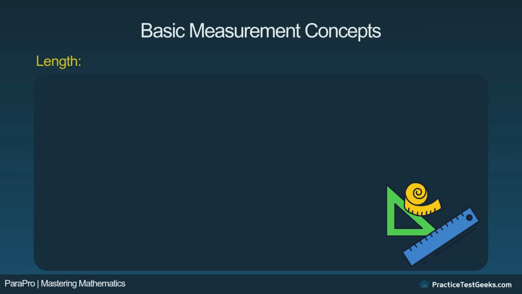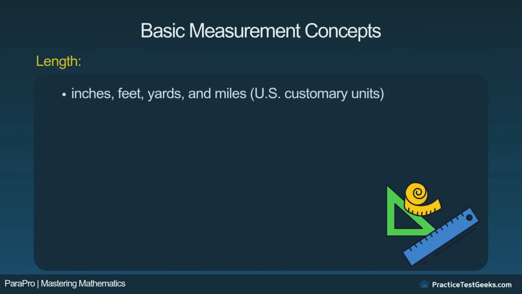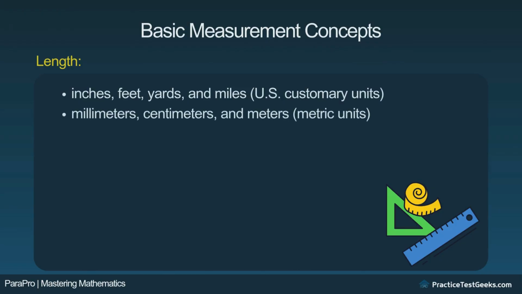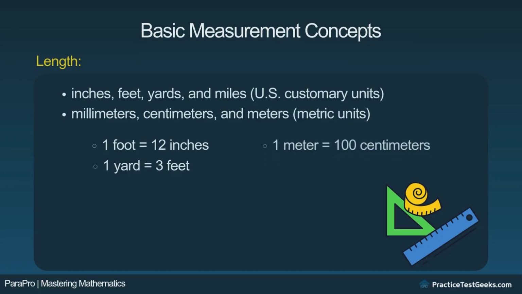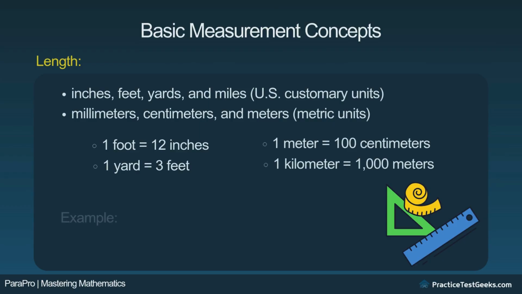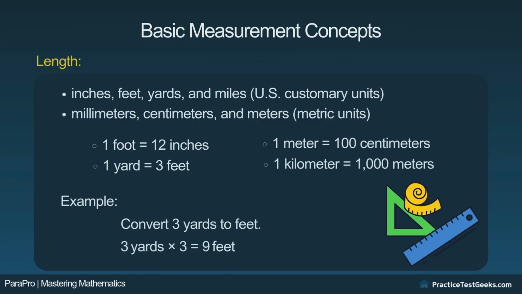Common units of length include inches, feet, yards, and miles, U.S. customary units, or millimeters, centimeters, and meters, metric units. Conversions: 1 foot equals 12 inches, 1 yard equals 3 feet, 1 meter equals 100 centimeters, 1 kilometer equals 1,000 meters. Example: convert 3 yards to feet. 3 yards times 3 equals 9 feet.